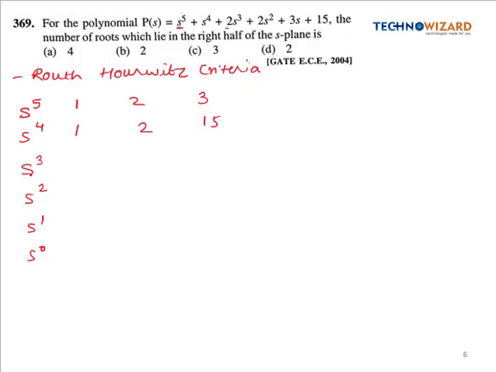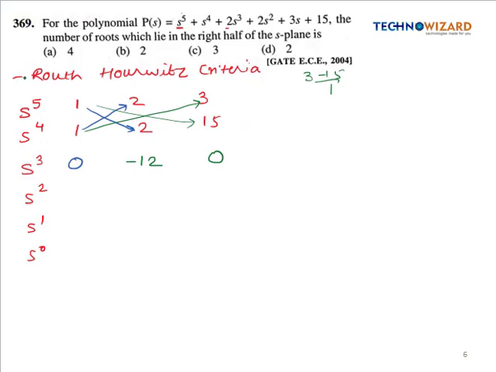Now we have to find the first column entry of the third row. This will be 1 into 2 minus 1 into 2, divided by 1, so 2 minus 2 is 0. Next is 1 into 3 minus 1 into 15, divided by 1, so 3 minus 15 is minus 12. No term is available next, so write it as 0.